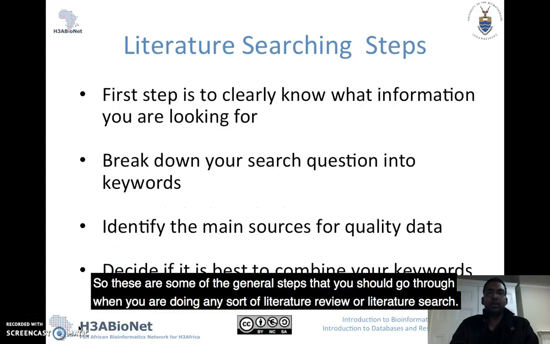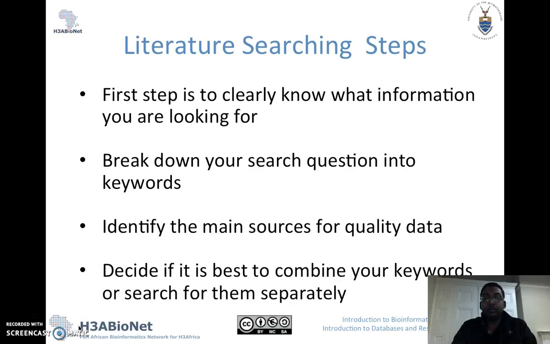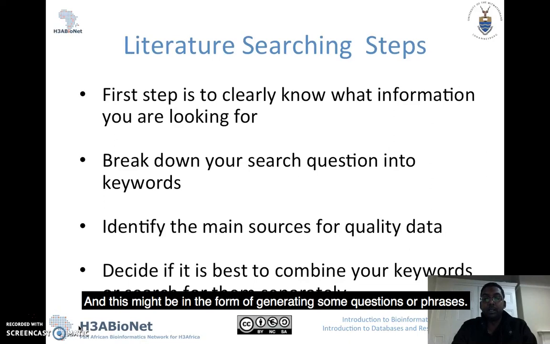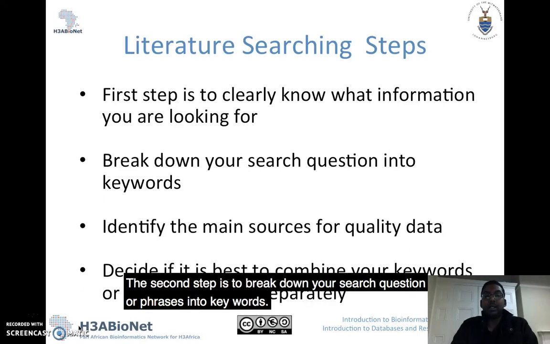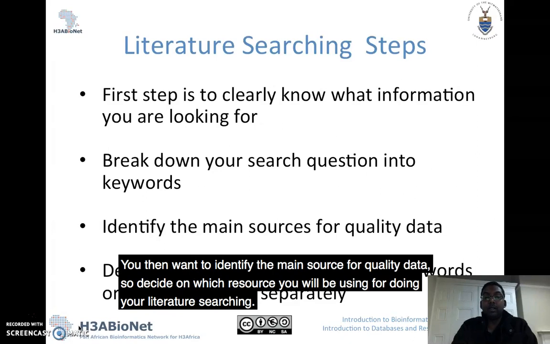So these are some of the general steps that you should go through when you're doing any sort of literature review or literature searching. The first step is to clearly define and know what information you're looking for. Okay, and this might be in the form of generating some questions or phrases. The second step is to break down your search question or phrases into keywords. You then want to identify the main source for quality data, so decide on which resource you will be using for doing your literature searching.